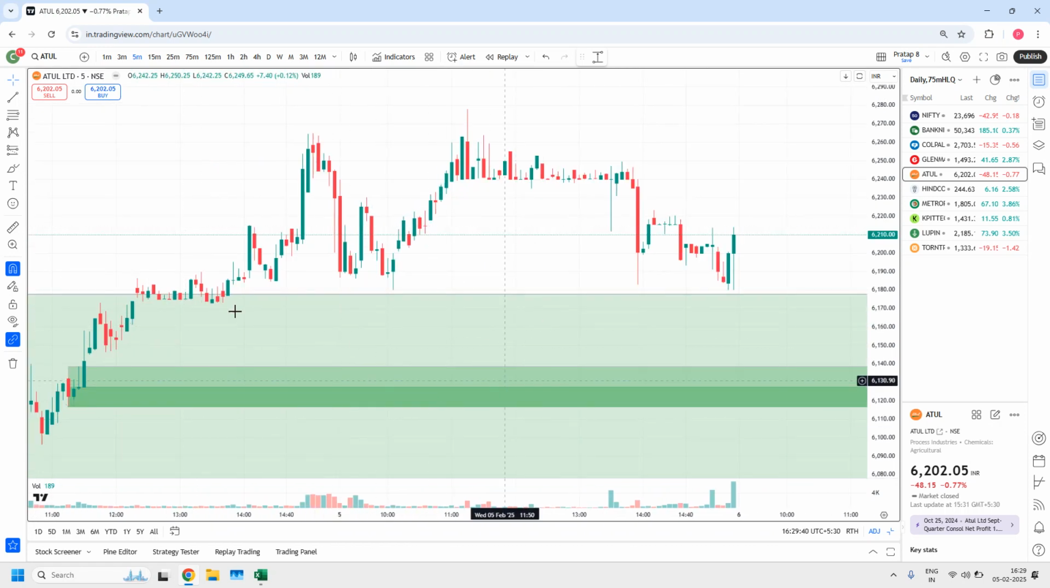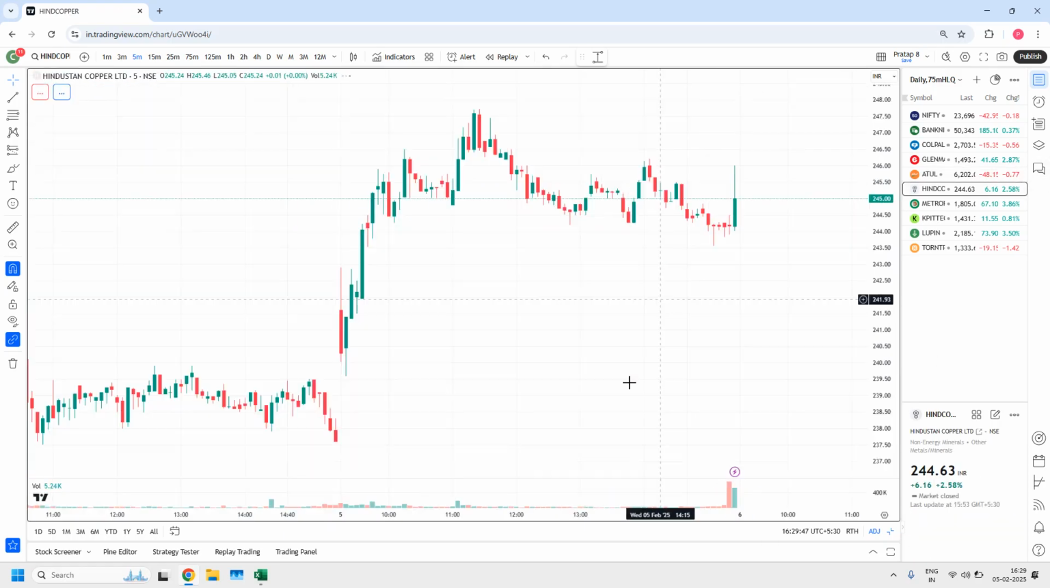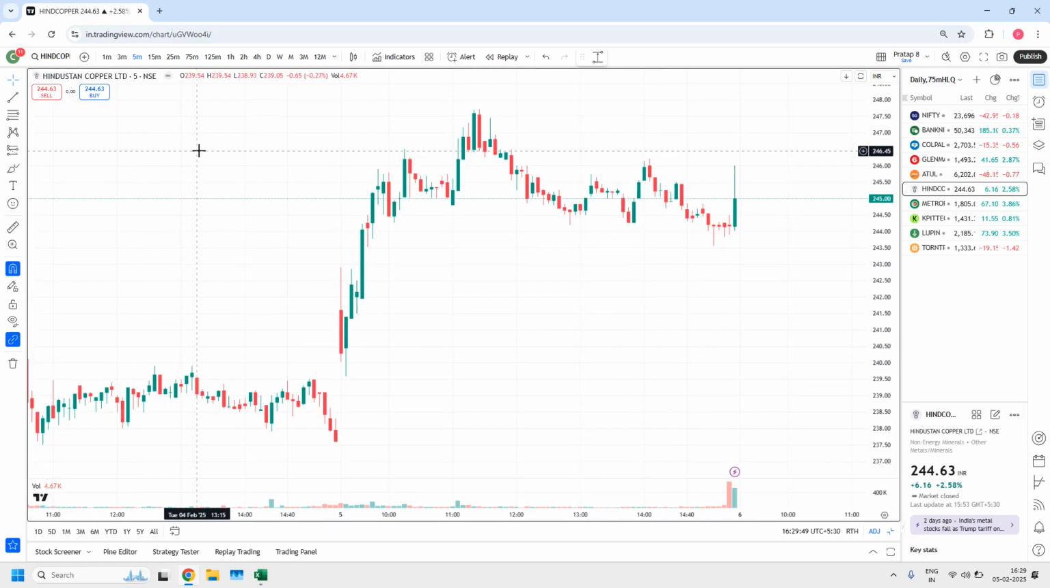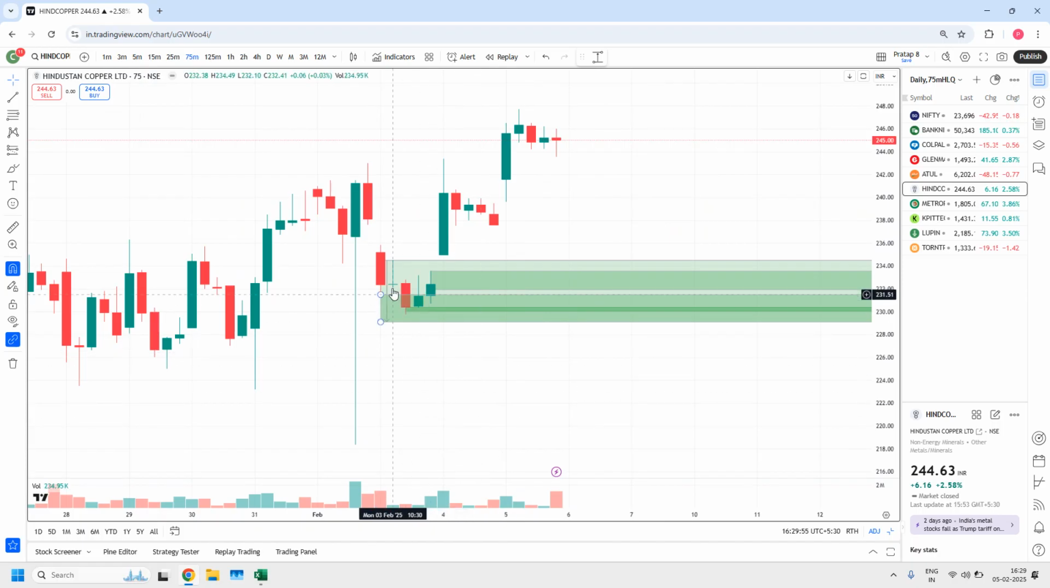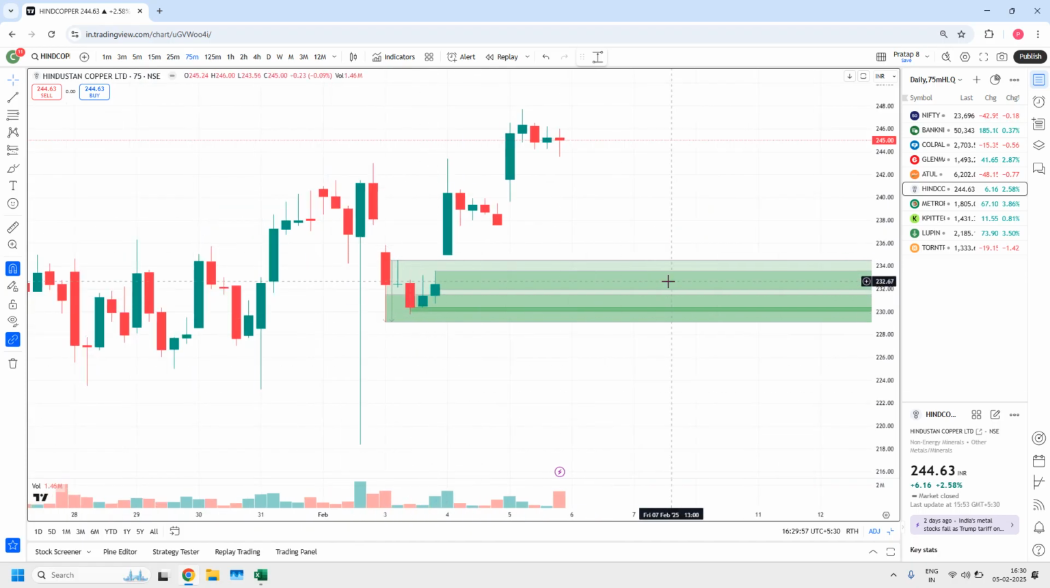So this is Atul. Prices anyway did not come into the zone today. And the last one is Hindustan Copper. This is also a 75 minutes high liquidity demand zone. So this is the one drop base rally. This is the drop candle.